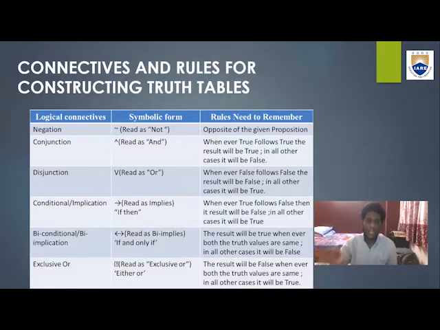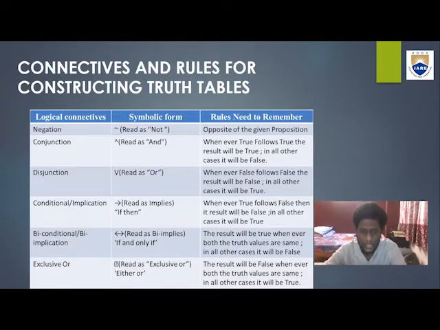Now similarly, for biconditional or bi-implication, the result will be true whenever both the values are the same. The result will be false in all other cases, which means if true and true, the result will be true. False and false, the result will be true. In all other cases, when true follows false or false follows true, the result will be false.